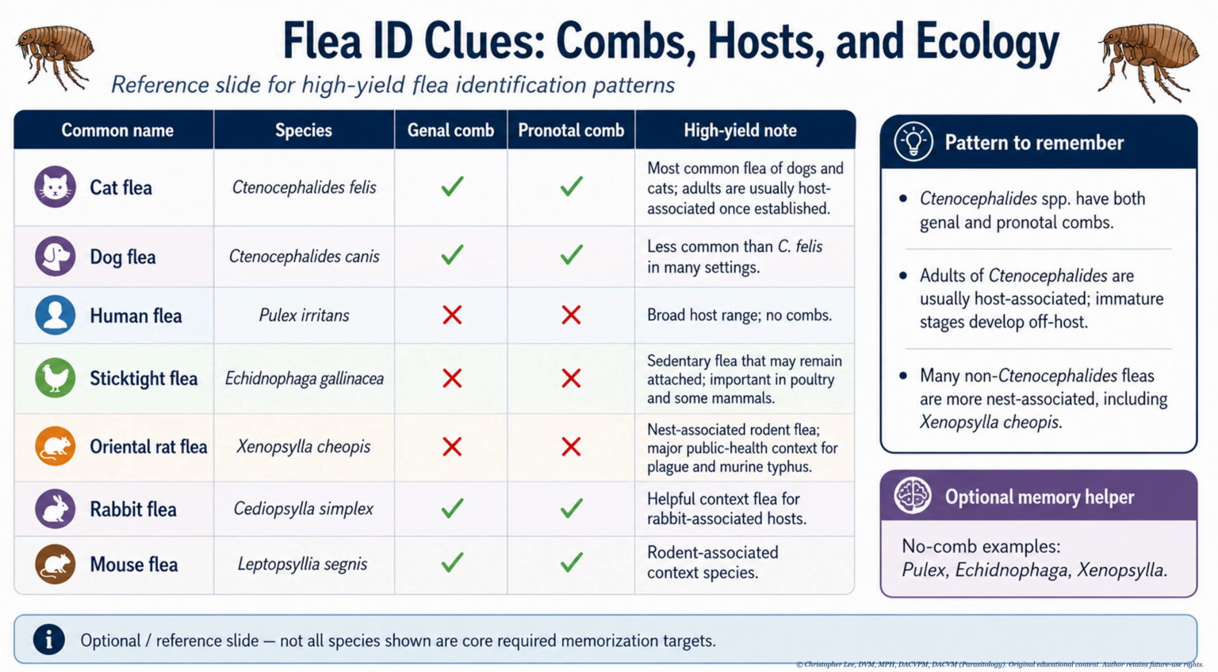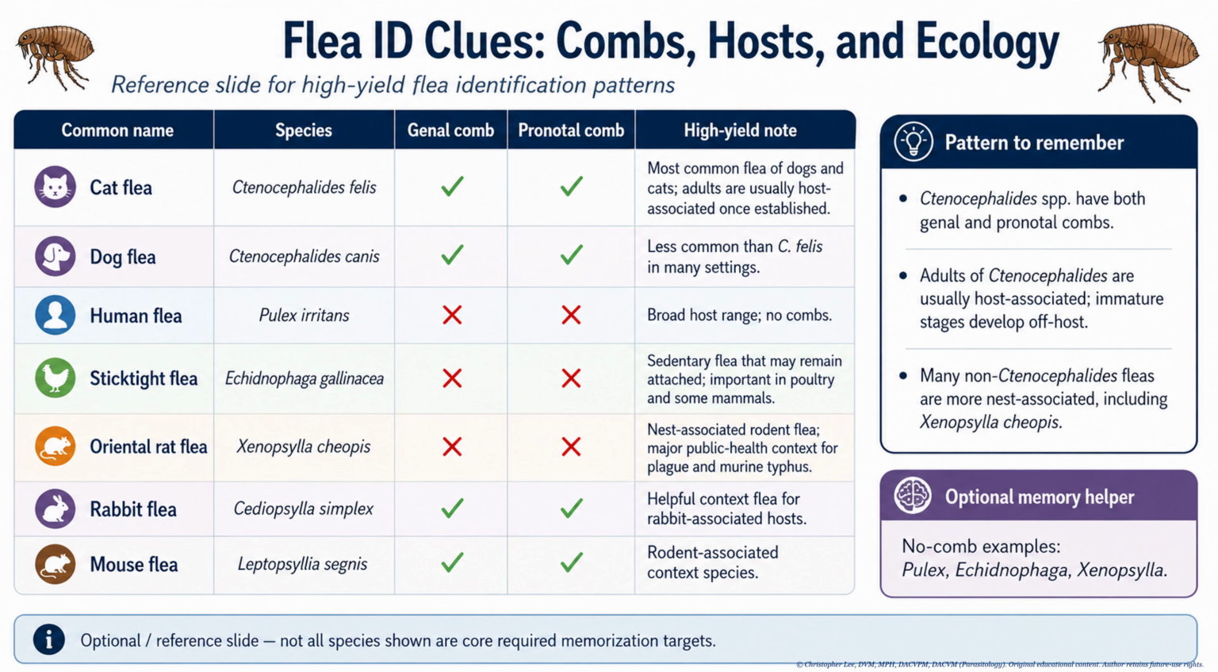Flea diversity extends far beyond these examples, and some species may only possess one of the two combs. Host association provides useful context, but it does not prove identity. Many flea species can feed on more than one type of host. Finding a flea on a dog, therefore, does not necessarily make it a dog flea. Morphology, host association, and ecology must be considered together.